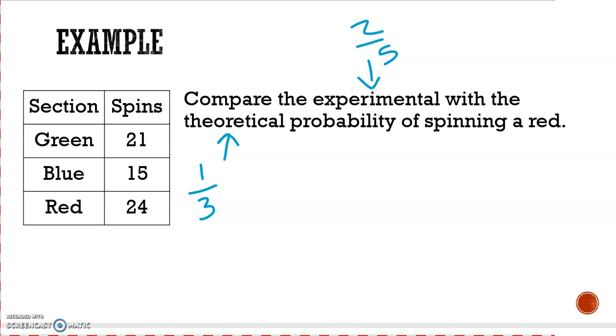Okay, so when we are comparing theoretical and experimental, we are going to change these to decimals just to compare them. This is giving us 0.4. This gives us 0.33. These are still pretty close together. So we're going to say that the experimental and theoretical probability are close. You're going to write this as a single sentence. Anytime it says compare, you're going to write out a sentence.